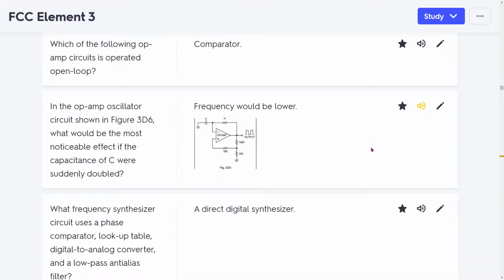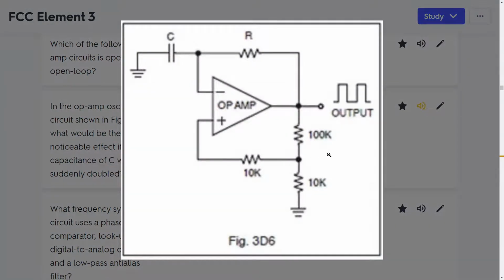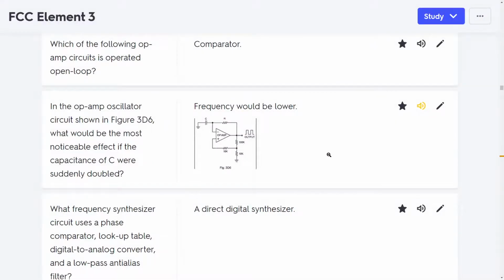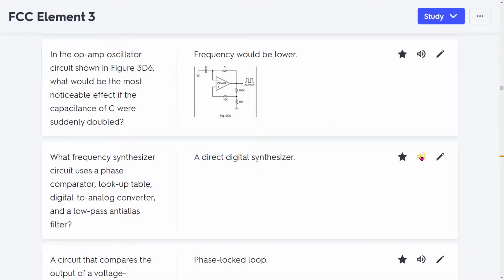In the op-amp oscillator circuit shown in Figure 3D6, what would be the most noticeable effect if the capacitance of C were suddenly doubled? Frequency would be lower. What frequency synthesizer circuit uses a phase comparator, lookup table, digital to analog converter, and a low-pass anti-alias filter? A direct digital synthesizer.